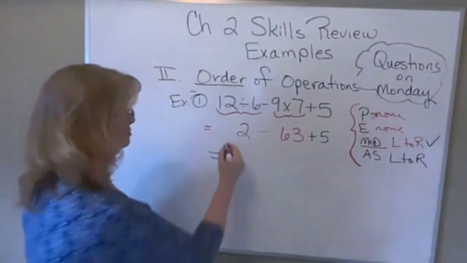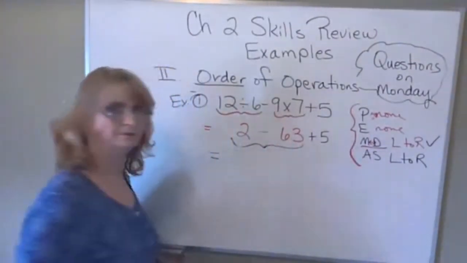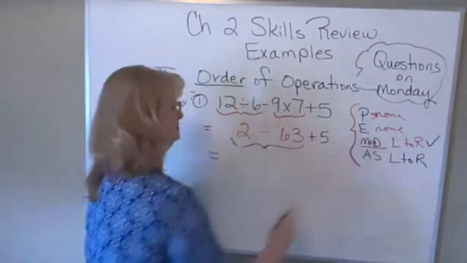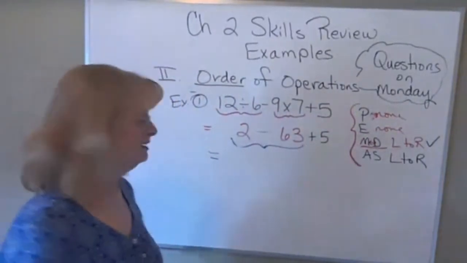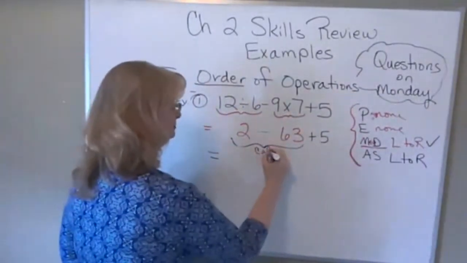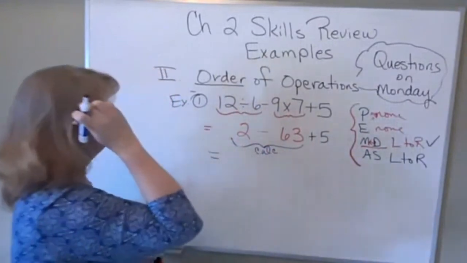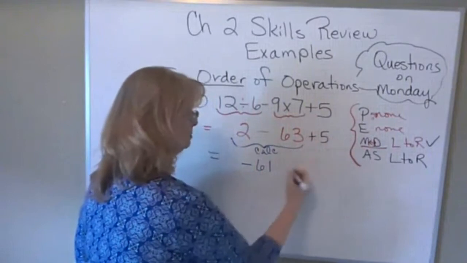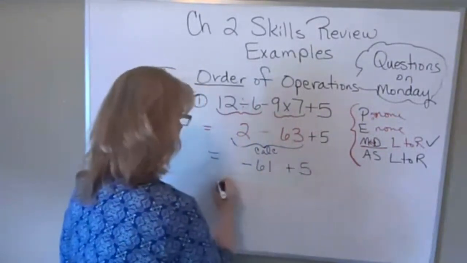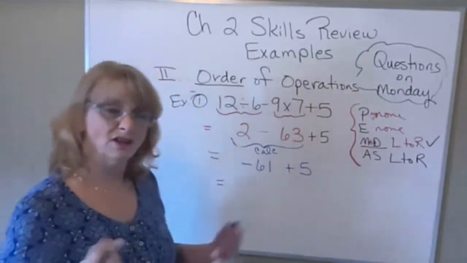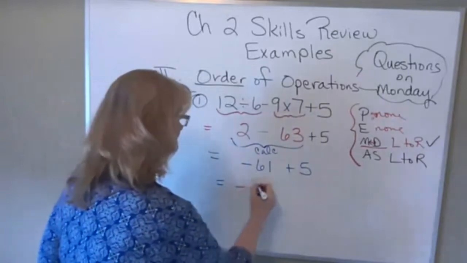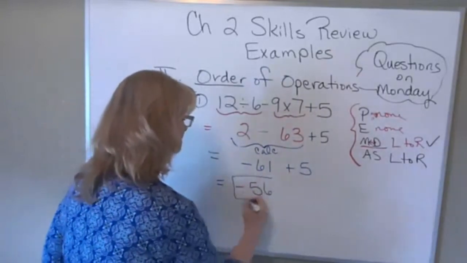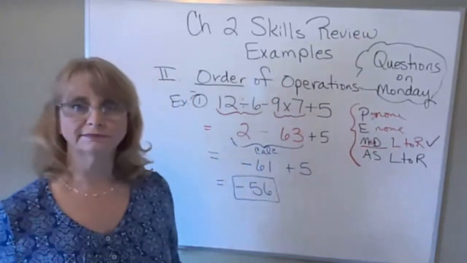So that means we're going to do this first. We're going to go from left to right. You can do that in your calculator. 2 minus 63 is going to be negative 61. Then I'll bring that down. And then do that in your calculator, and you would get negative 56. And that would be your answer.